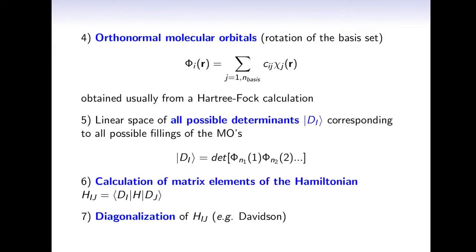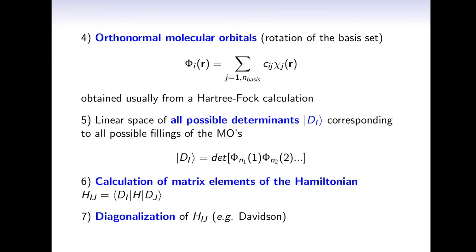So what we do after is to construct some orthonormal molecular orbitals, which are just combinations of the basis functions. And usually we obtain them by making a Hartree-Fock calculation, or it can be a DFT calculation, or it can be some computation of natural orbitals in some correlated calculation, never mind. So it's a set of orthonormal molecular orbitals. And then, as you know, we consider the space of wave functions, which are just all possible determinants corresponding to all possible fillings of the molecular orbitals. So the determinant is the basic quantity.